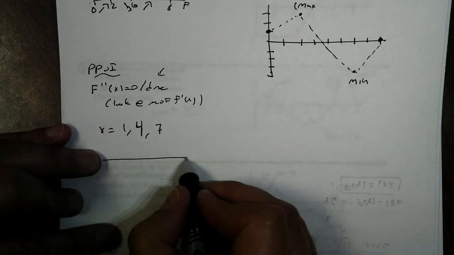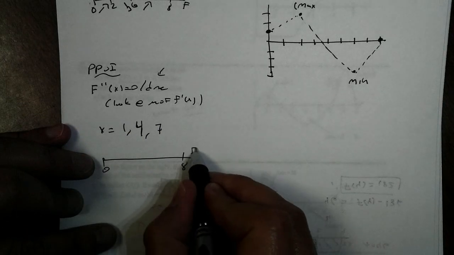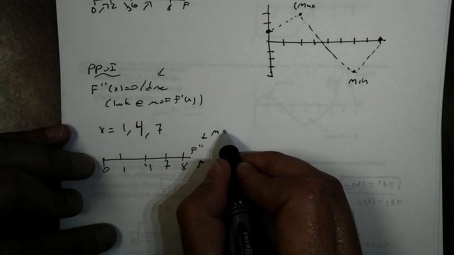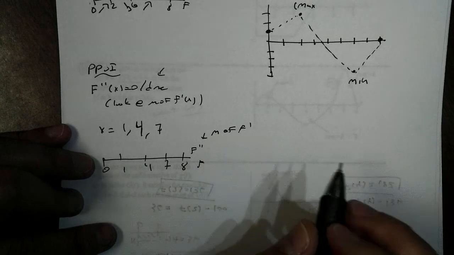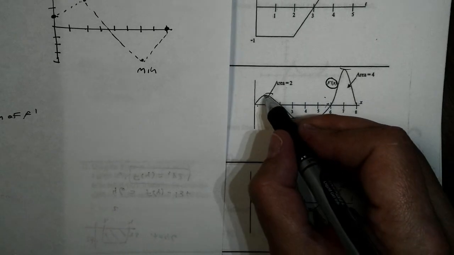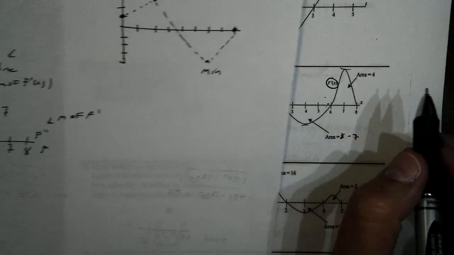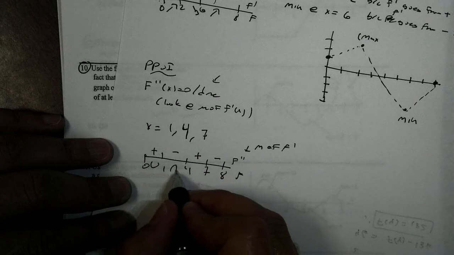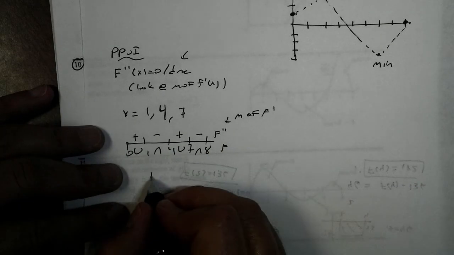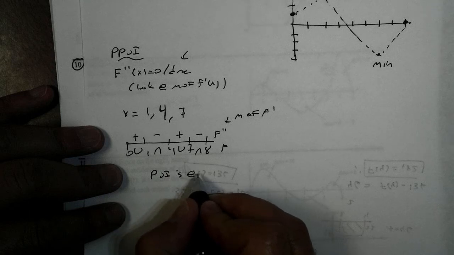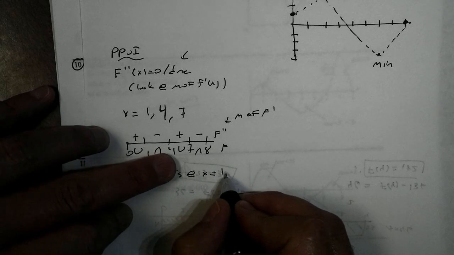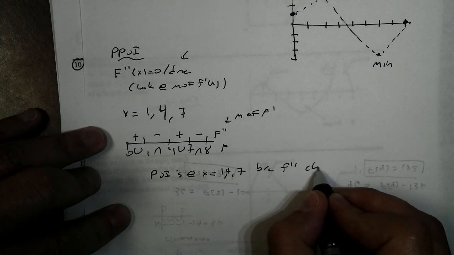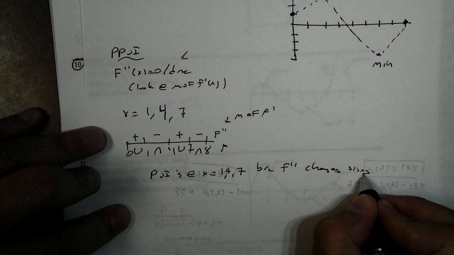So I'm going to do my sign chart from 0 to 8, f double prime and f, 1, 4, 7. Remember, I'm looking at the slope of f prime. So positive, negative, positive, negative. Concave up, concave down, concave up, concave down. So I have POIs at x equals 1, 4, and 7, and that is because the second derivative changes sign. That's all you need to put.